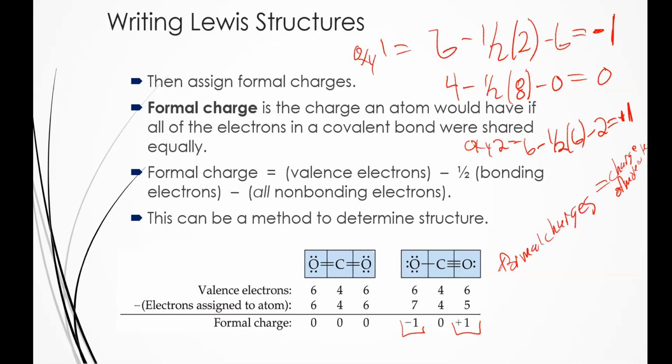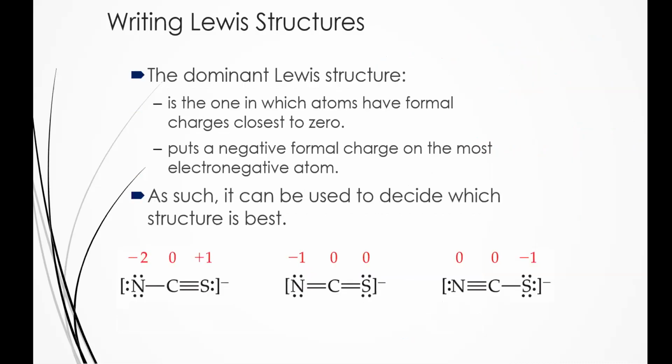So when we go back to our CNS and we look at our formal charges, all of them should add up to be equal to this charge here, this -1. -2 plus 1 adds up to -1. -1, 0, 0, -1, 0, 0, -1 adds up to -1.